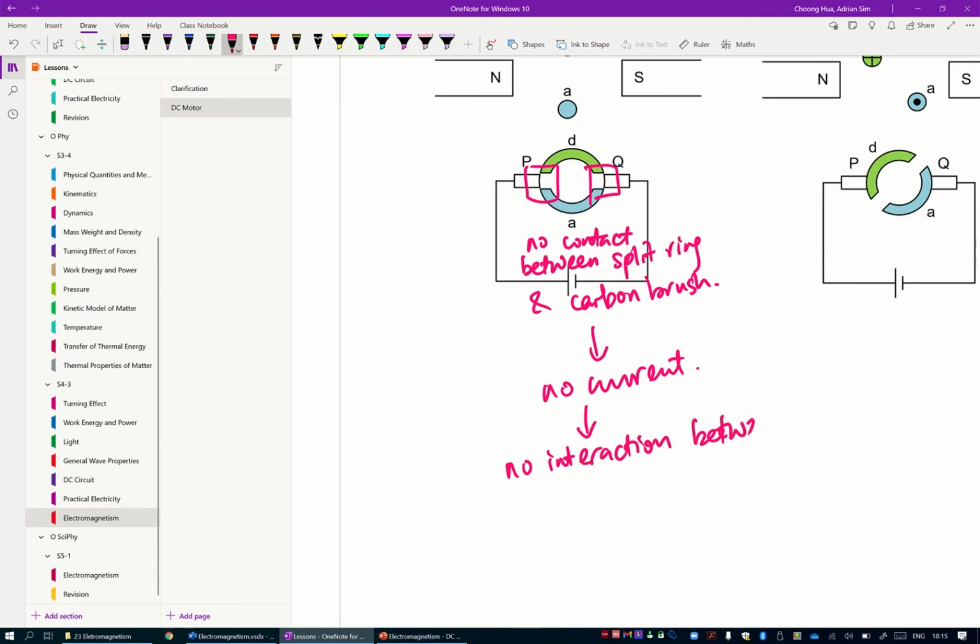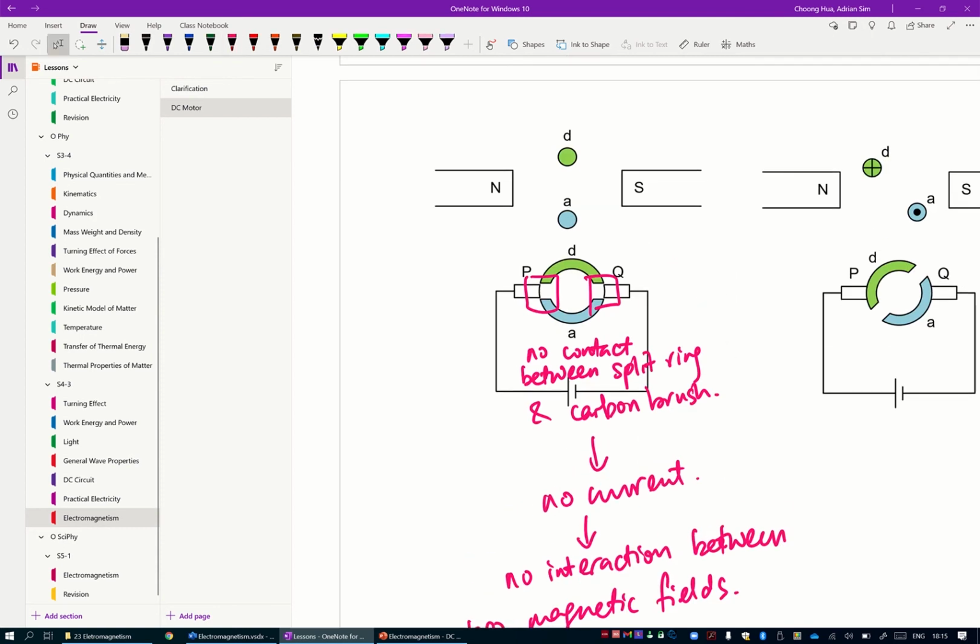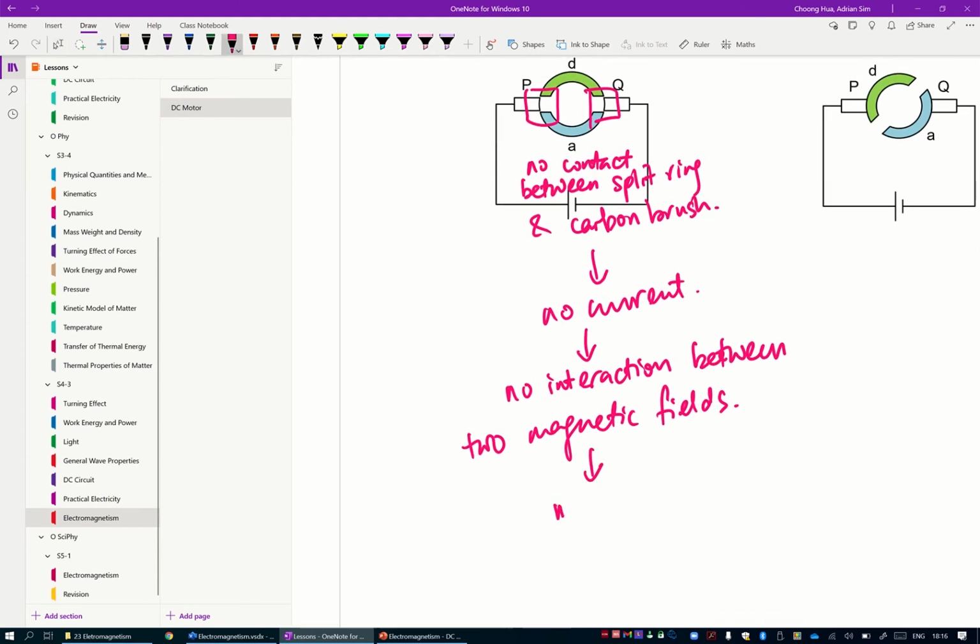between the two magnetic fields. And the two magnetic fields I'm referring to are the magnetic field by the current and the magnetic field by the magnet. Okay, there's no interaction between these two magnetic fields, and when there's no interaction between these two magnetic fields, there is no resultant force. Okay, there's no resultant force.